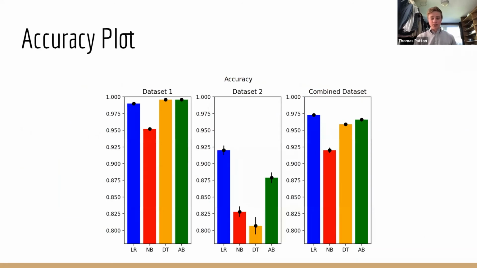Here, visually, you can see some plots of the accuracies of the different classifiers across the different data sets. In data set 1, the accuracies were quite high across the board. And for data set 2, while lower, they were still higher than we had anticipated them being. For the combined data set, we see overall good performance across the board.